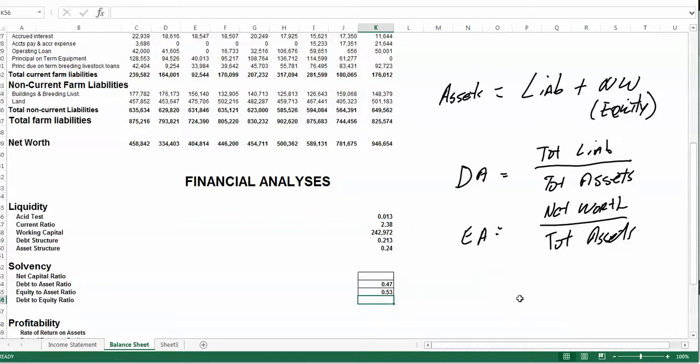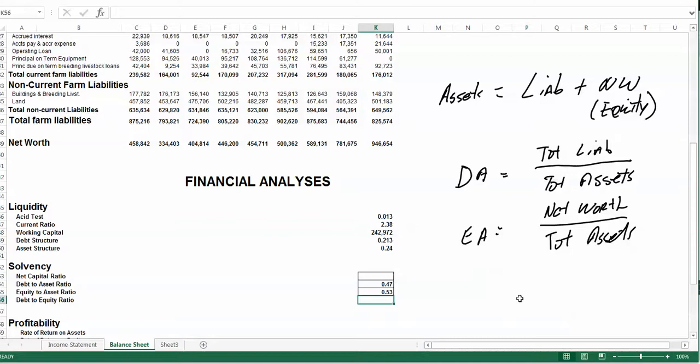So these two ratios, debt to asset ratio and equity to asset ratio, are both measures of solvency. The debt to asset ratio simply indicates what proportion of total assets is debt, and the equity to asset ratio simply indicates what proportion of total assets is net worth.